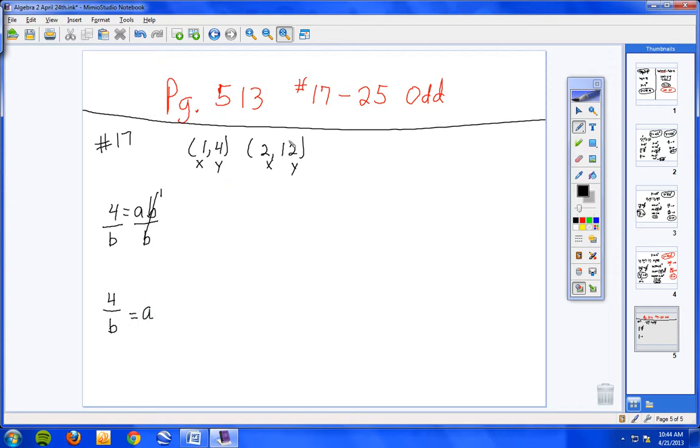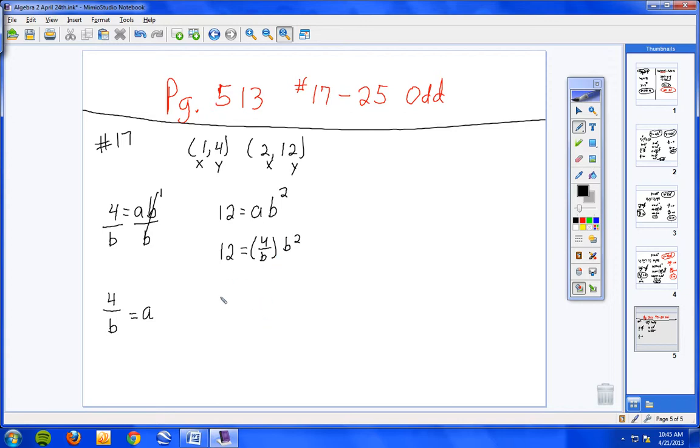Okay, step 2 says take your other ordered pair and substitute that into your model. So where y is, I substitute 12. Where x is, I substitute 2. Then step 2 says to take this equation right down here and substitute that in for a. So here we go. 12 equals, where a is, I'm going to put 4 over b and then bring down my b squared. All right, and then step 3 says to solve this for b.